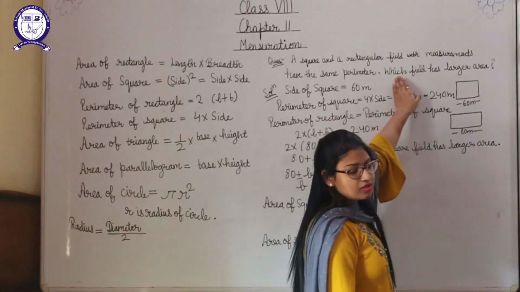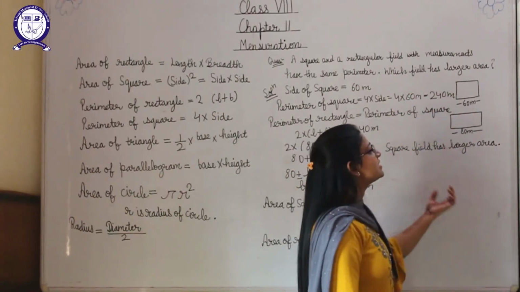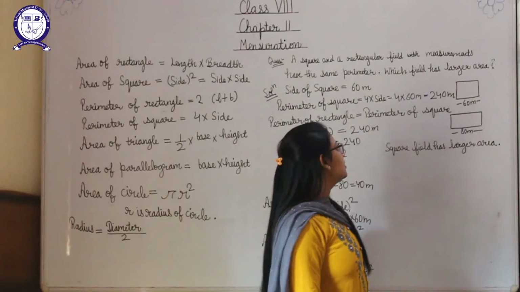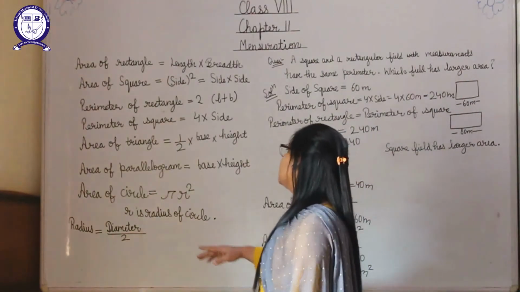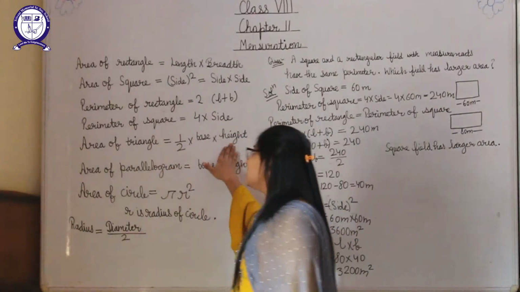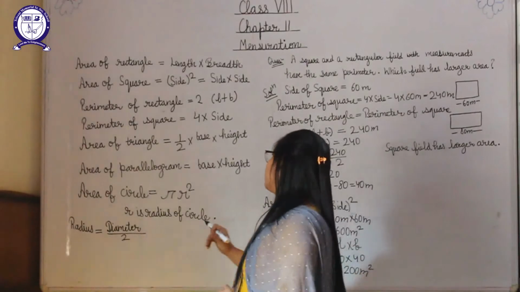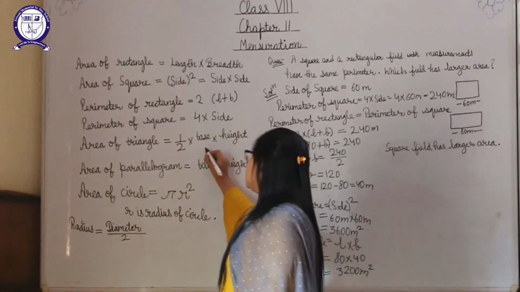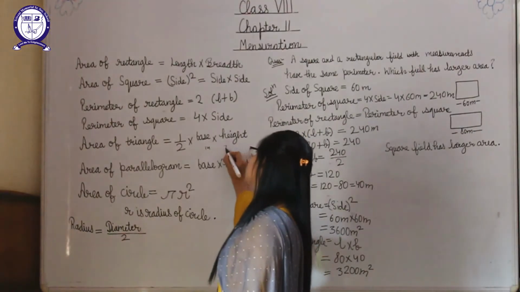This was the question: which field has the larger area? So the square field has the larger area. This is how we will find the answer to our question. Now the next one is the area of triangle, which is half into base into height. Now suppose base is given to be 14 and height is given to be 7 centimeters.